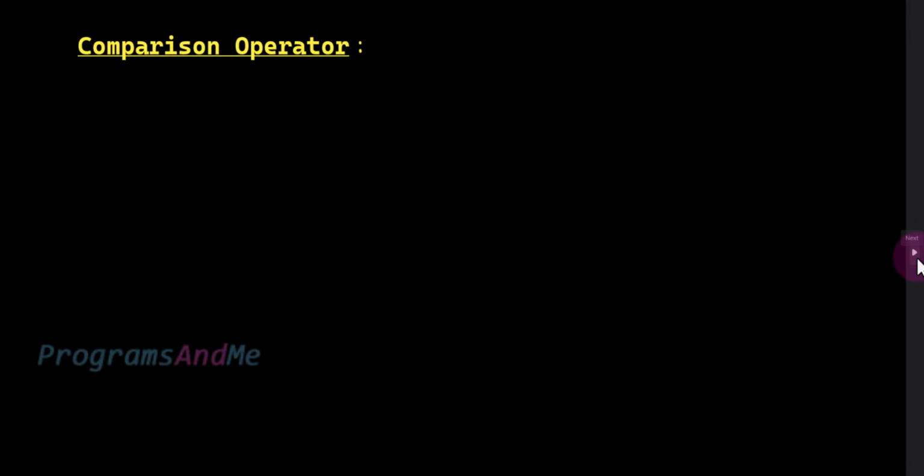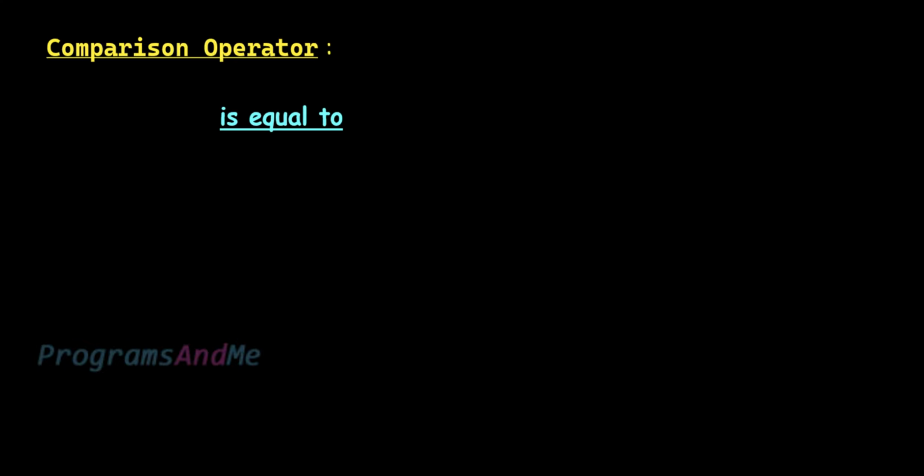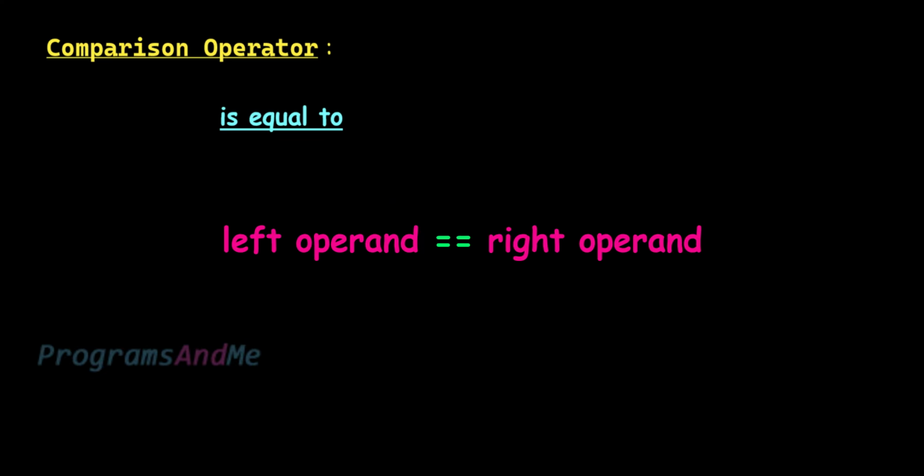The first comparison operator is equal to. The symbol is the double equals symbol, like this. And the syntax is left operand, equal to operator, right operand. If both operands are equal, then this operator returns true. The output of this operation is true. If not equal, then it will return false.